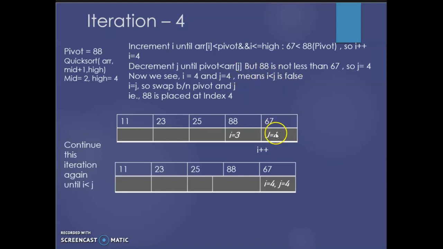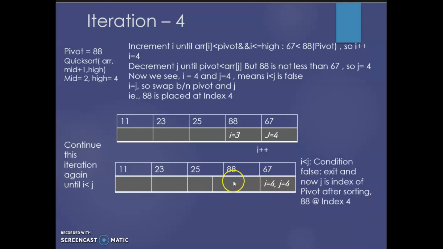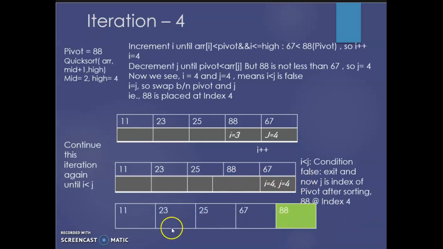Now can I decrement J? No, because pivot is not less than array of J, that is, 88 is not less than 67. So I cannot decrement the J value. So ultimately I will be 4 and J will also be 4. So finally I have got my J index here as 4, and now I can swap between the index of pivot and J value. Alright, so finally I will place my 88 at index number 4.